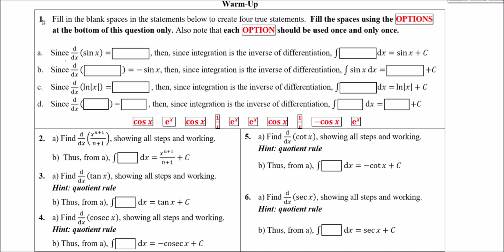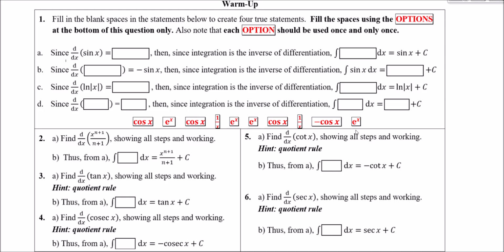For question 1, in each box, you need to put each of these red options once and only once. So you should use each option in each space, so there should be no options left. You can't use one option more than once. Some options are duplicated, which means that you don't need to duplicate them yourselves.